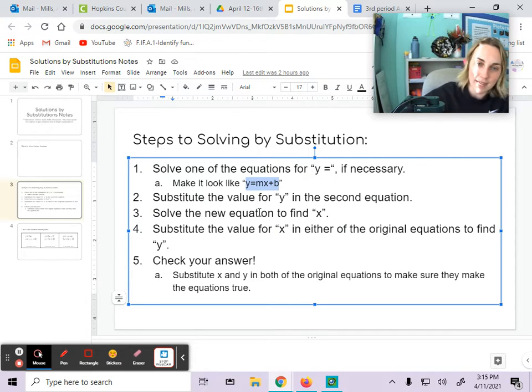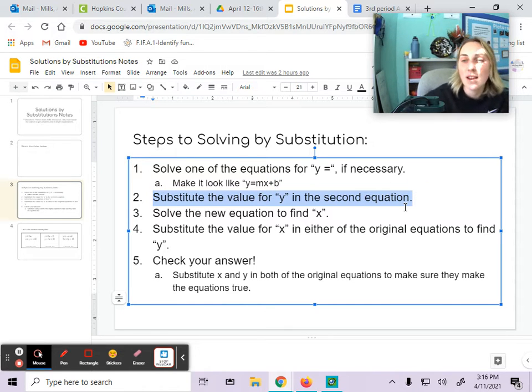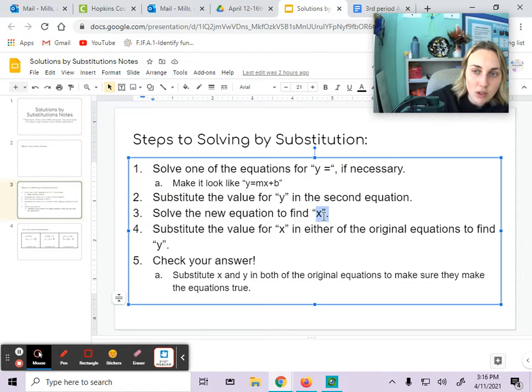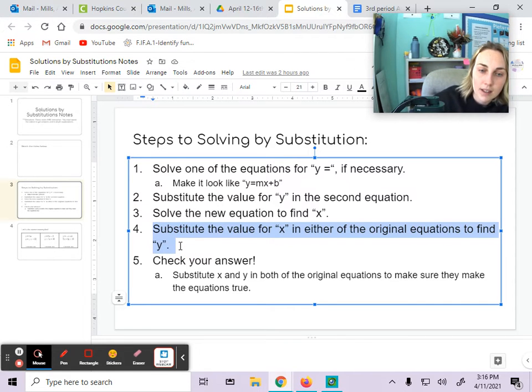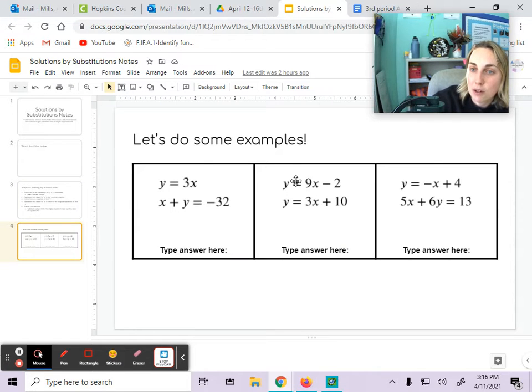Once you have y by itself, you're going to substitute the value for y into the second equation. Then, once you do that, you can solve for x. Once you have your x value, you can substitute that x value directly into either of the original equations and solve for y. Once you solve for y, you have your x and y value, you have your ordered pair, and you can check your answer and you'll be good to go. I have 3 examples here. Let's go ahead and do them.